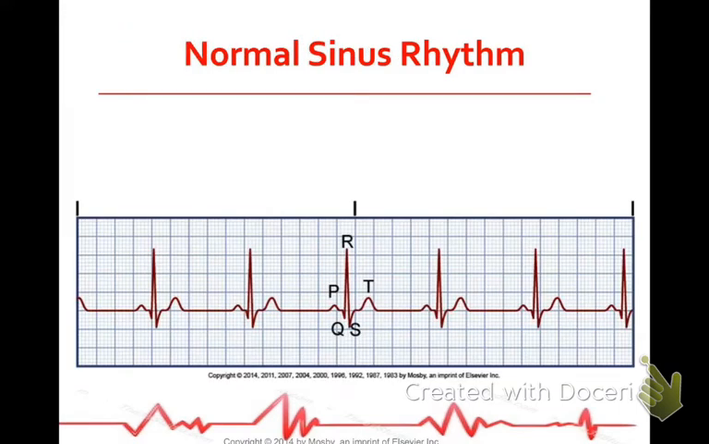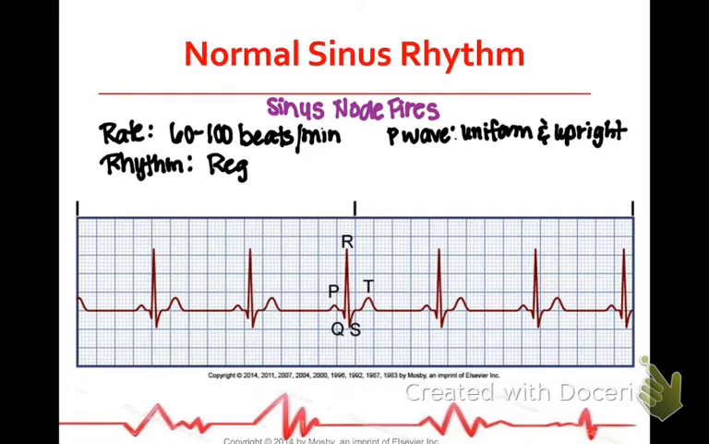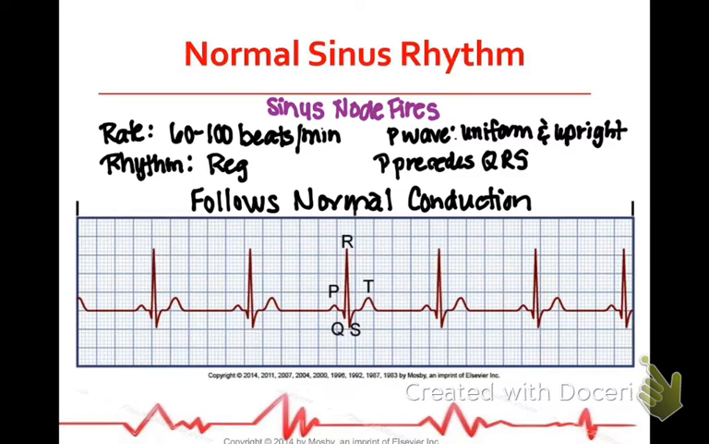All right, so we're going to get right into the rhythms. We want to talk first about normal sinus rhythm. Your sinus node fires, rate 60 to 100, right? Rhythm is regular. Your P wave is uniform and upright, and you have a P that precedes a QRS. So your nice, perfect little rhythm there, right? Normal sinus rhythm. It follows the normal conduction.